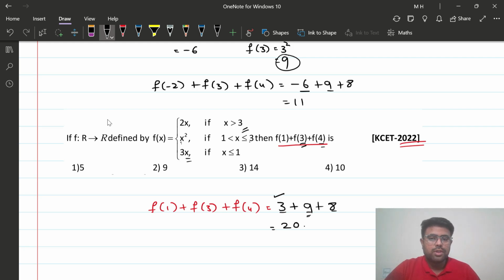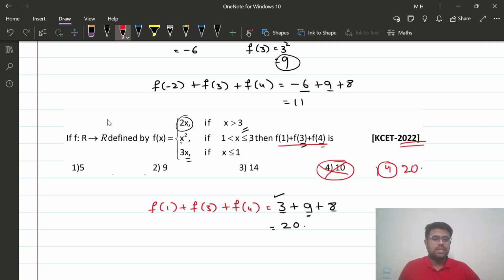At 4 the function is 2x, it is 8, 9 plus 3 is 12, 12 plus 8 is 20. I think there is some issue with the answers here, so we will just change one of the options. I'll just strike this off and write the fourth option to be 20. So the answer is 20. Of course, the answer has to be 20.